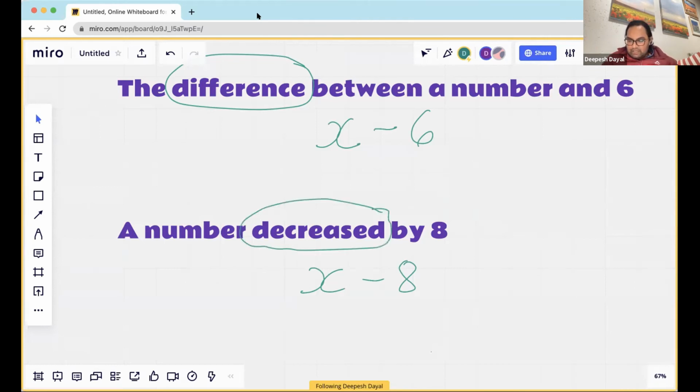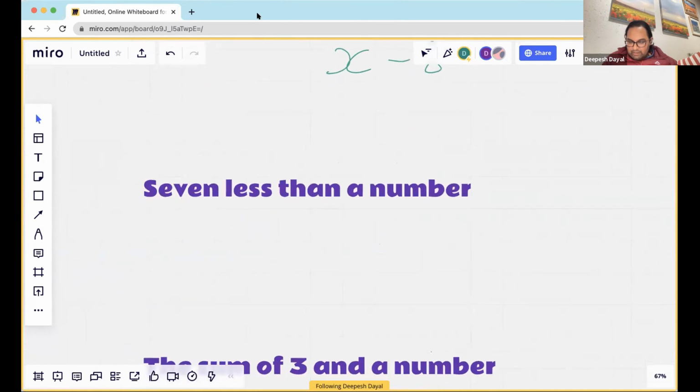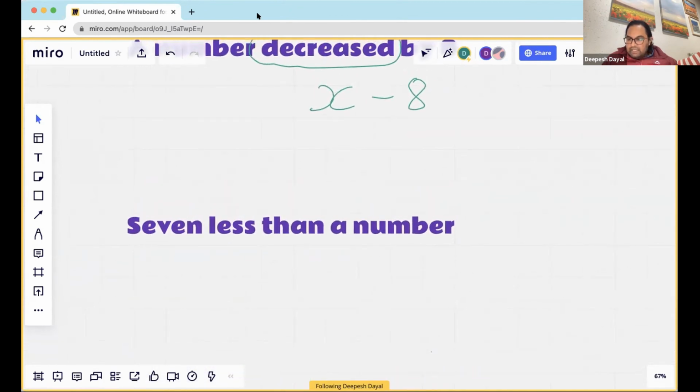And then I think we're almost near the end. We've got here 7 less than a number. Why isn't it 7 minus x? Because it stated 7 before the number. So it says 7 less than a number. So we've got this number, which is x, and we want 7 less than this number. So isn't it x minus 7?